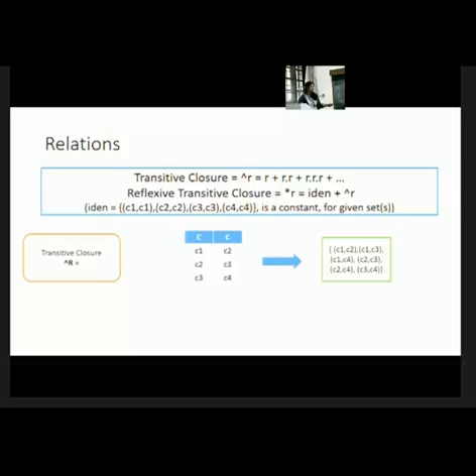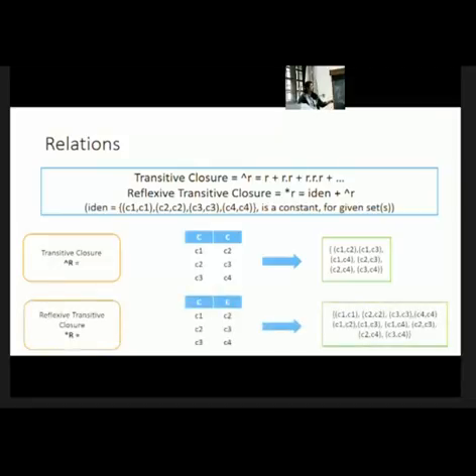So what is transitive closure? Let's say I have this relation R here, which has these pairs: C1, C2; C2, C3; C3, C4. That is, C1 is related to C2, C2 is related to C3. What transitivity says is, if C1 is related to C2 and C2 is related to C3, then C1 is related to C3. And you go on adding such pairs until you can add no more pairs. This is called the transitive closure. The reflexive transitive closure also includes this identity set for a given set. Okay, so these are the four operations for relations.